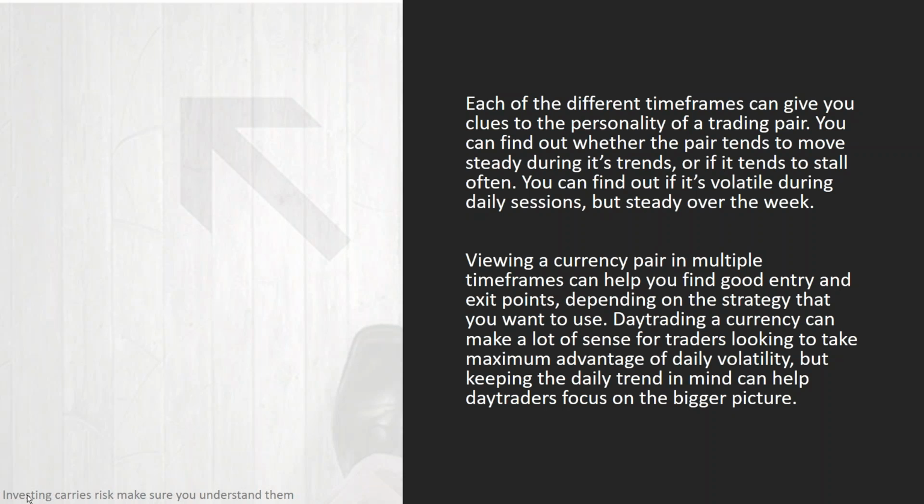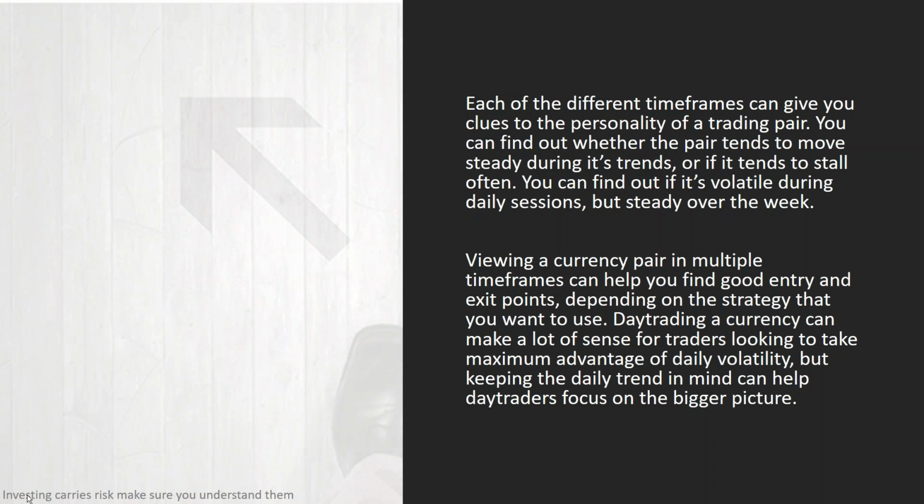Each of the different time frames can give you clues to the personality of the trading pair. You can find out whether the pair tends to move steadily during its trends or tends to stall often. You can find out if it's volatile during daily sessions but steady over weekly sessions. Like if you look at the one-day trade today of the euro-US dollar, when the Fed came out with the rate decision and they were more hawkish than expected, before the rate decision the dollar fell. The dollar recovered it all.